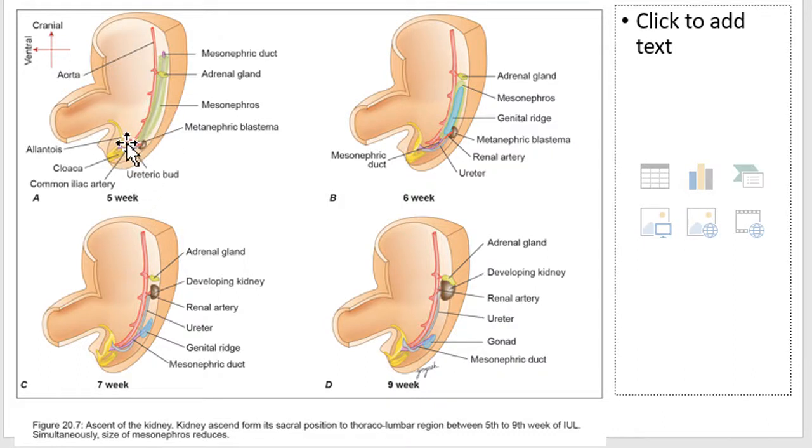The kidney is developed in the sacral region, then it ascends upward and lies in the lumbar region. Here there is the development of the adrenal gland. As the kidney reaches the adrenal gland, its ascent stops. First the hilum of the kidney is facing anteriorly. As it goes upward, it rotates medially and the hilum faces medially.